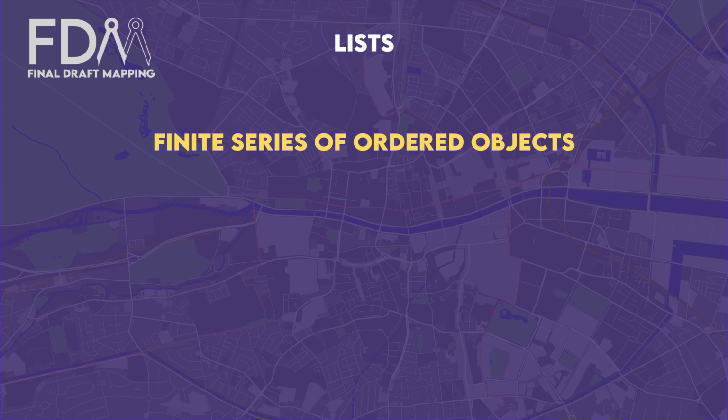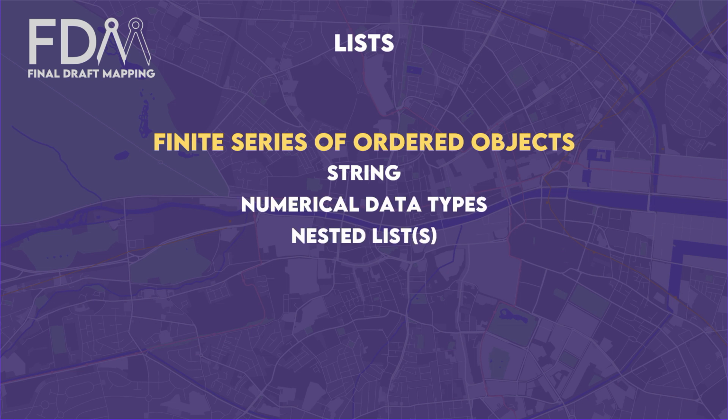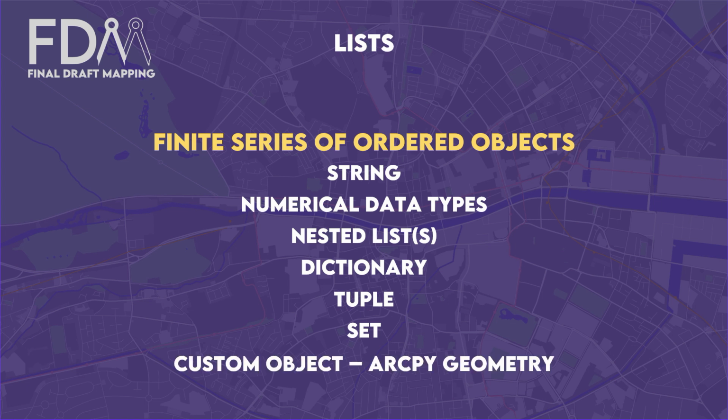So within a list data type object, we could store a string, numerical data types, nested lists, so that is a list within a list. It could also be a list within a list within a list, and so on. A dictionary, tuple, and set, and we'll see these three in upcoming sections. And it can also store custom objects like an arcpy geometry or any other custom type object. A list can store none, one, or many objects.